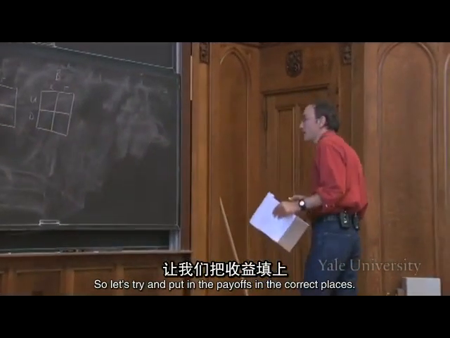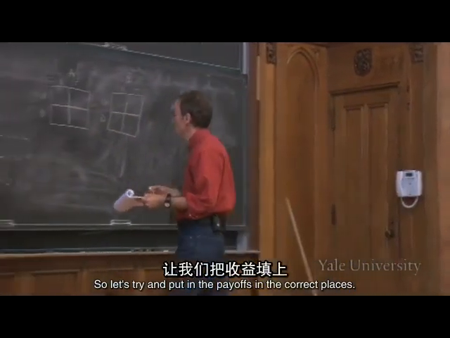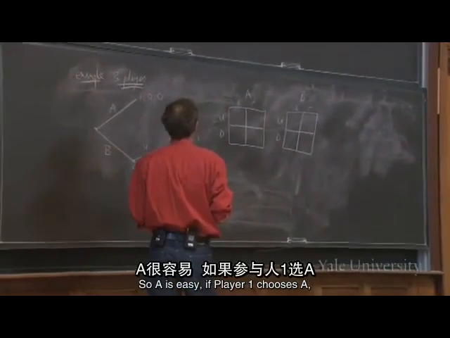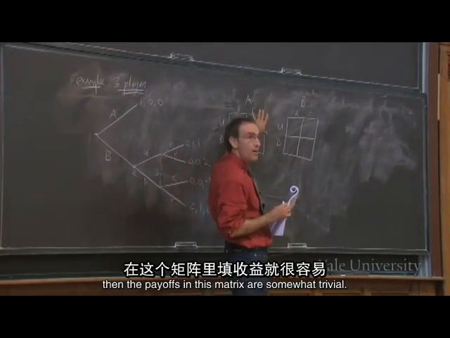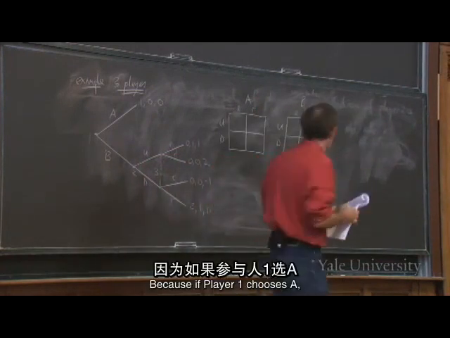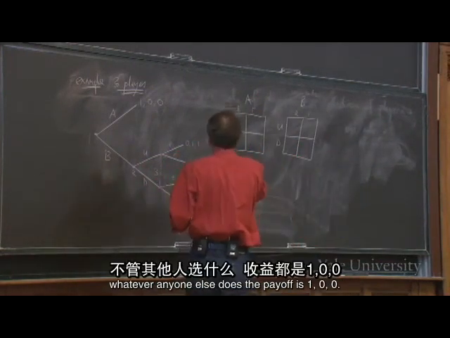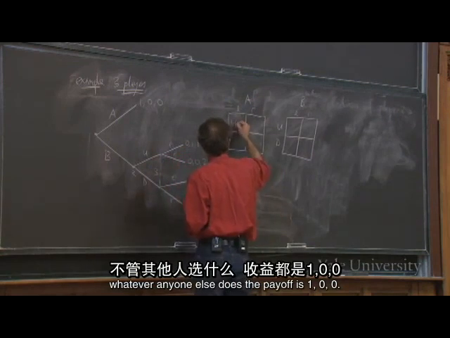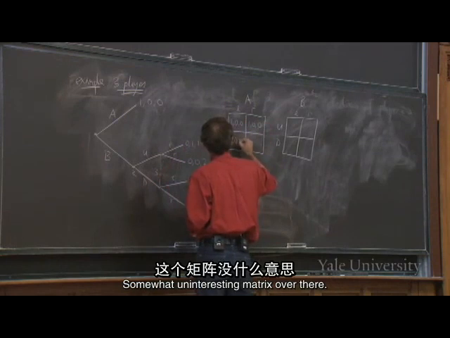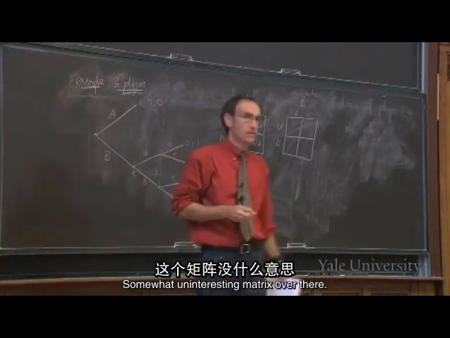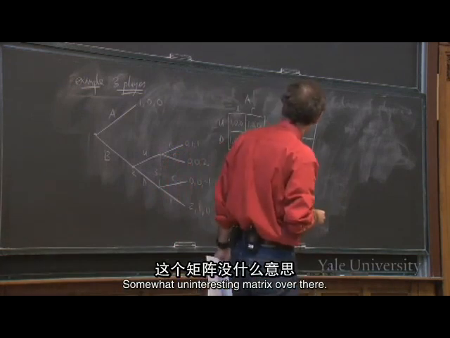All right? So let's try and put in the payoffs in the correct places. It's not always easy to do, but let's try. So A is easy. If player 1 chooses A, then the payoffs in this matrix are somewhat trivial. Because if player 1 chooses A, whatever anyone else does, the payoff is 1, 0, 0. All right? So somewhat uninteresting matrix over there.